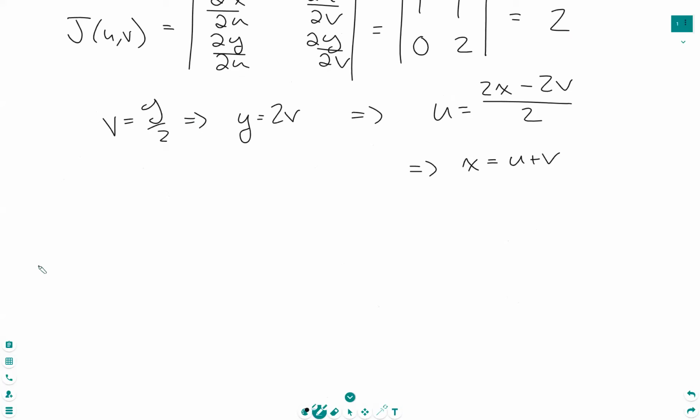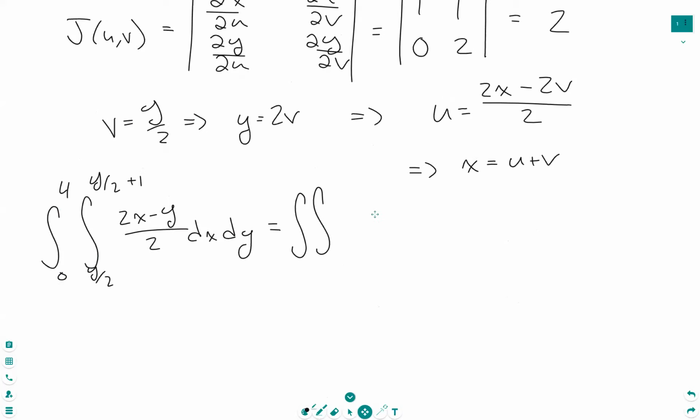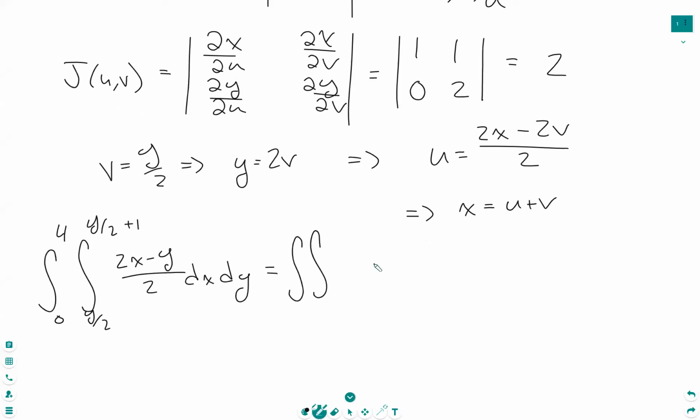So we can rewrite our xy integral now. 0 to 4, and then y over 2 to y over 2 plus 1 of 2x minus y over 2 dx dy. So now this is where we look at the bounds for the region S, right? So perhaps we have to talk about what integration order we're doing first. I'm actually going to fill out this and then come back to the bounds.